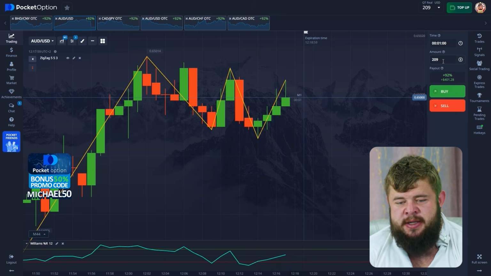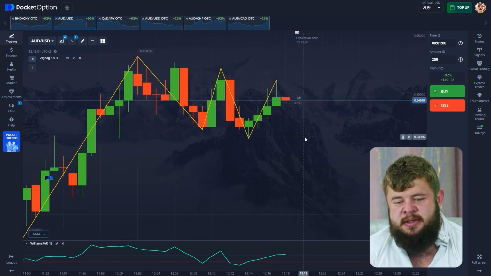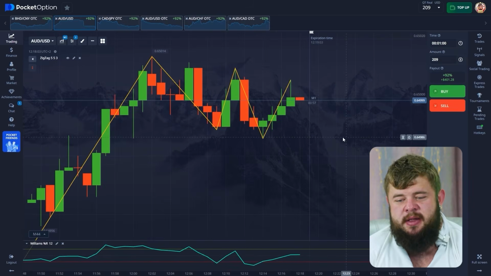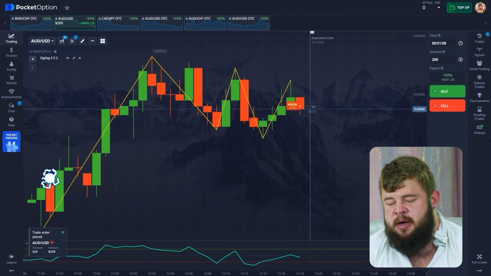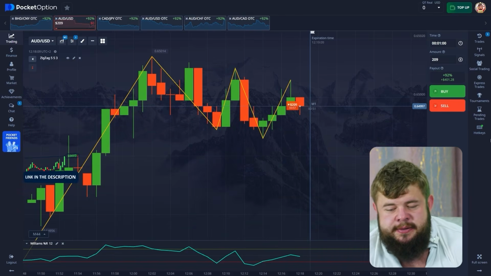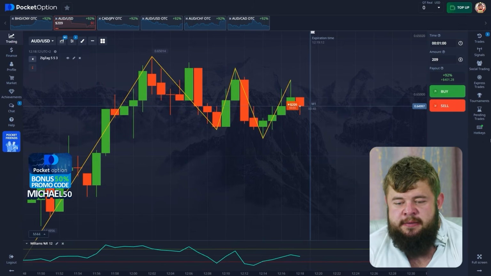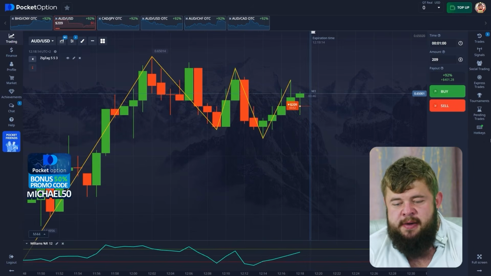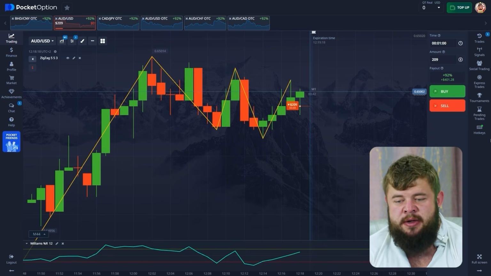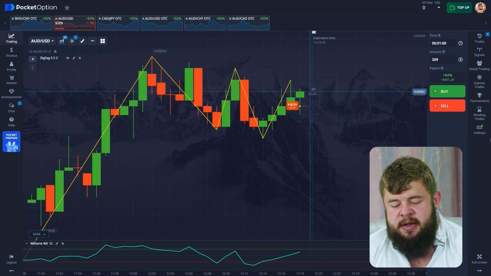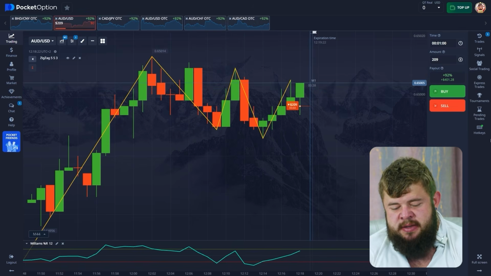Here we are moving in the very light downgoing channel, like very light. And now we have hit the downgoing trend line from which we are ready to receive the pullback reaction. That's why I have opened a sell position here, investing our $200. Very simple trade.